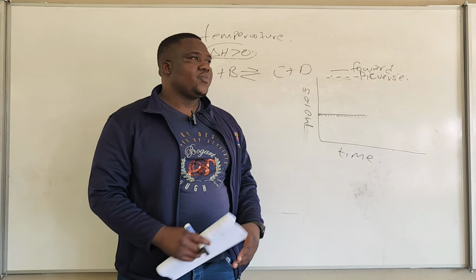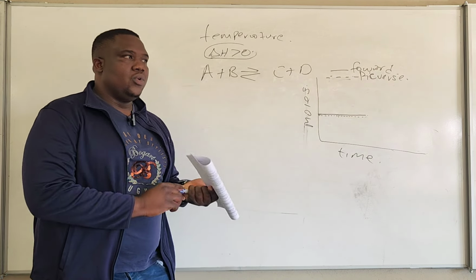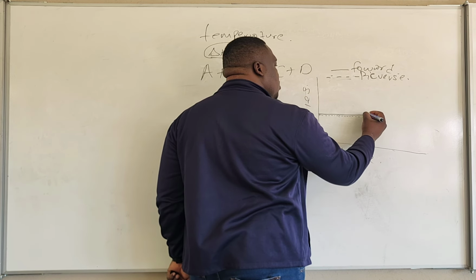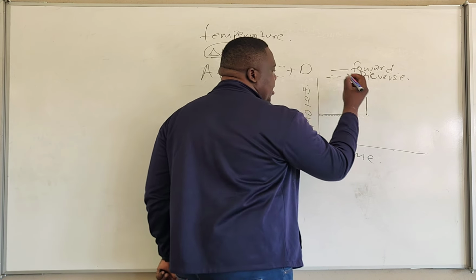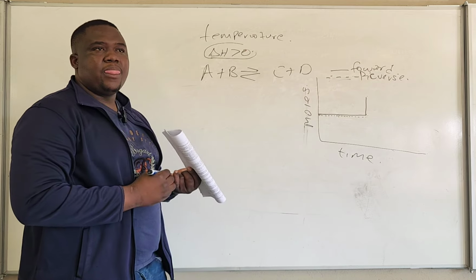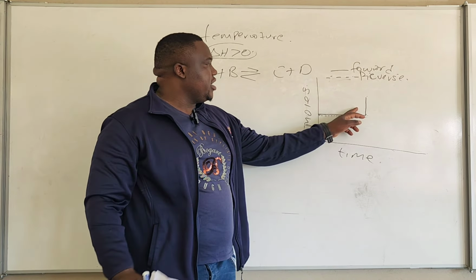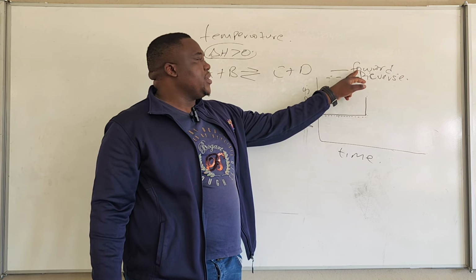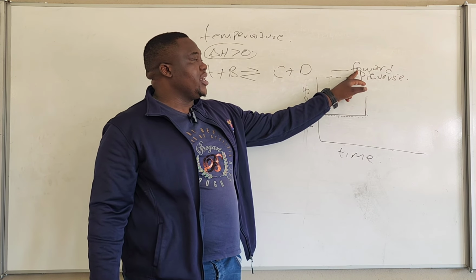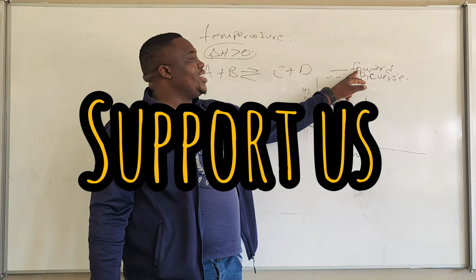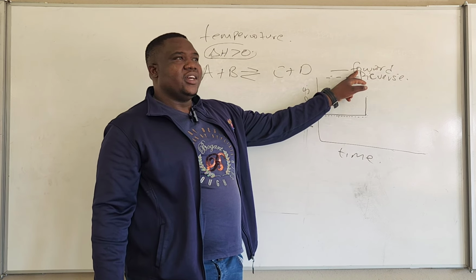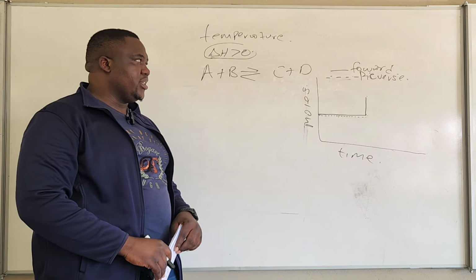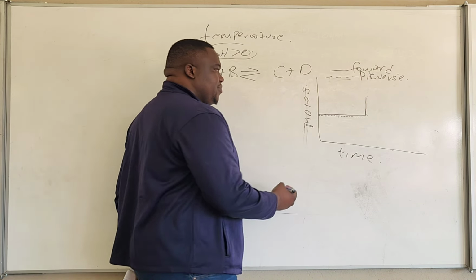So now, look what is happening. Then we suddenly have an increase. What is increasing? Forward reaction is increasing. Isn't it? I said the solid line represents the forward reaction. I said the solid line represents the what? A forward reaction. So there is an increase. You can see that there is an increase.